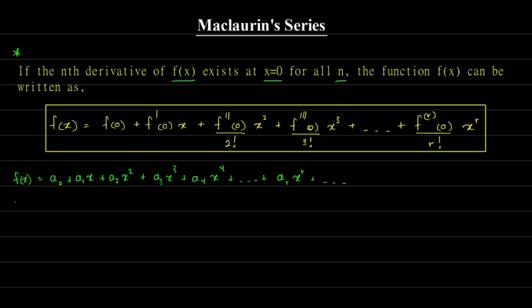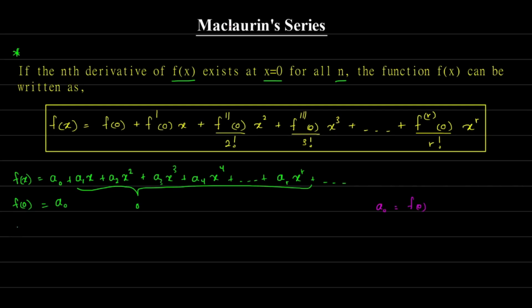Now let us consider f(0), which means setting all x values, terms containing x, to 0. So this entire section becomes equal to 0, leaving us with just a0, which means that a0 is equal to f(0).